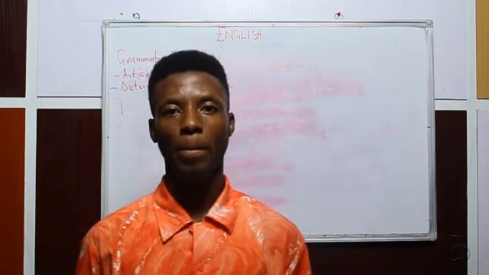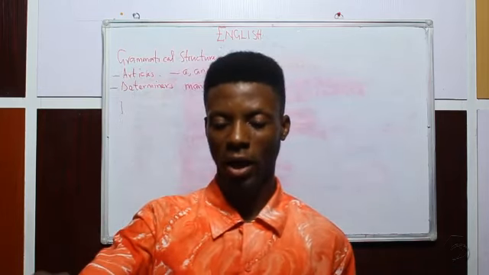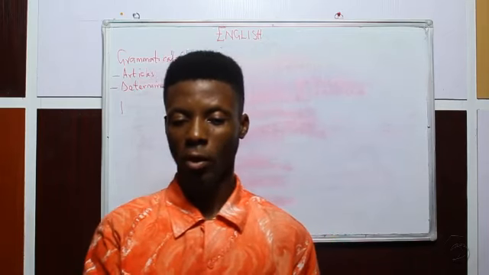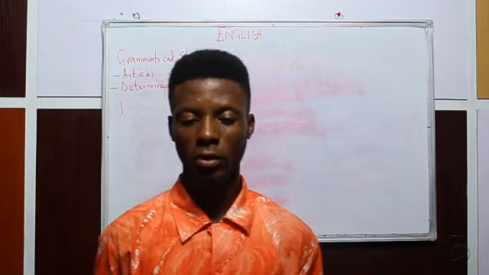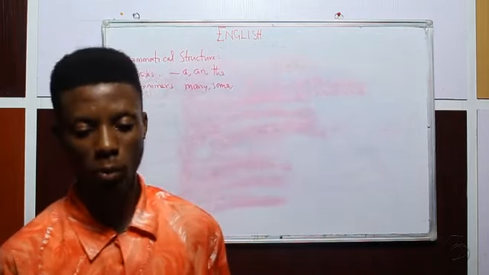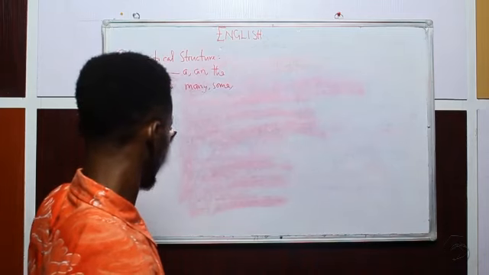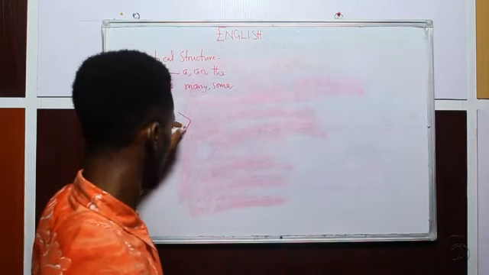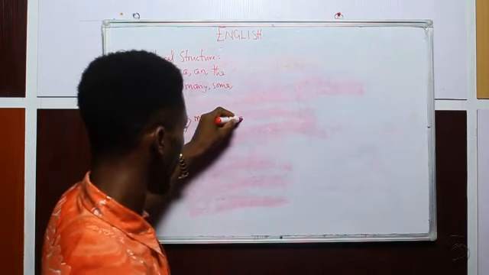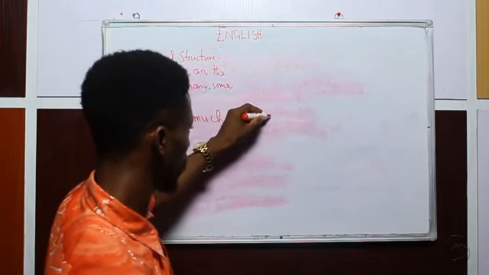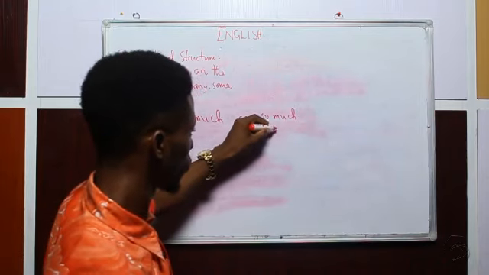Another partitive determiner that we'll be looking at is much and its uses. Much can be used with so and too, as in so much and too much.